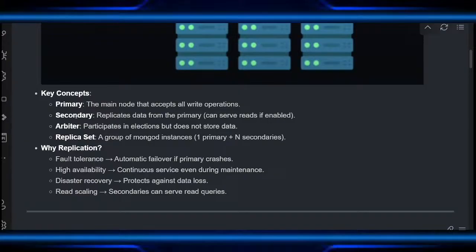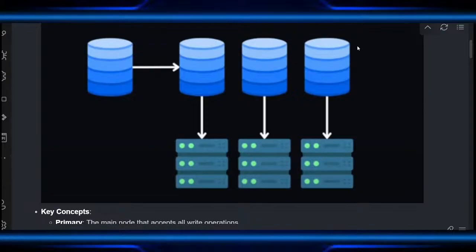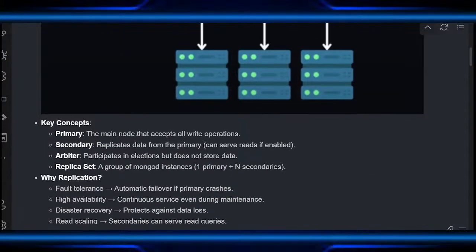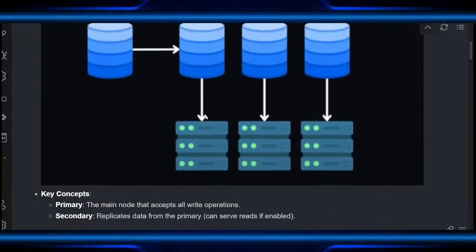So the key concept is the primary. There is always the primary server, which is the main node. All these servers are called nodes, right? The primary, or main node, accepts all write operations. The primary one is the first one, and it is the one that accepts write operations.